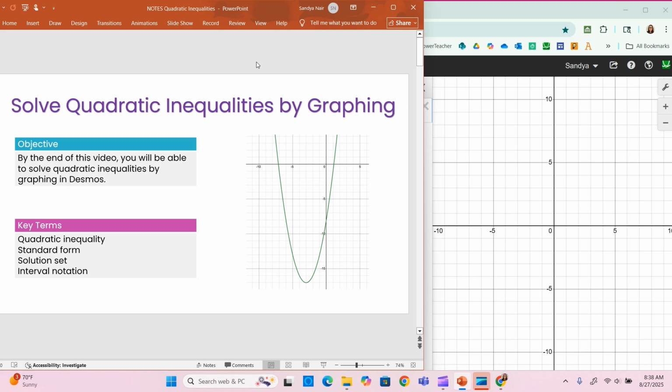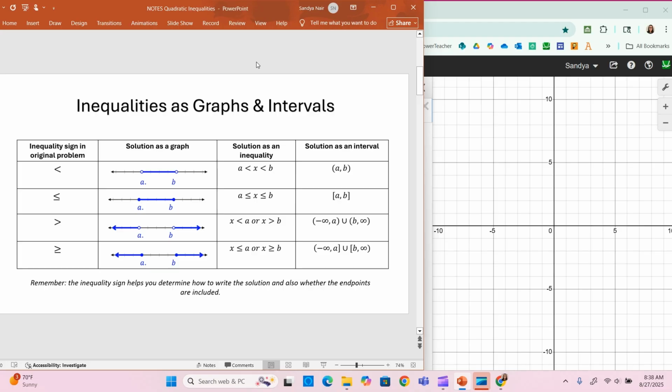In this video, we're going to talk about how to solve quadratic inequalities by graphing in Desmos. So I just want to remind you about this chart that tells us how we can look at the inequality sign in an original problem and then figure out how we're going to represent our solution as a graph, as an inequality, and as an interval.